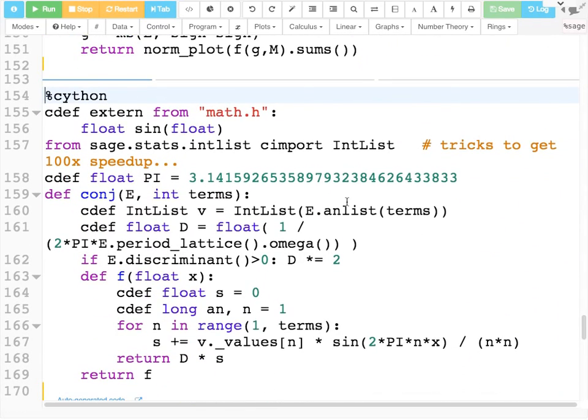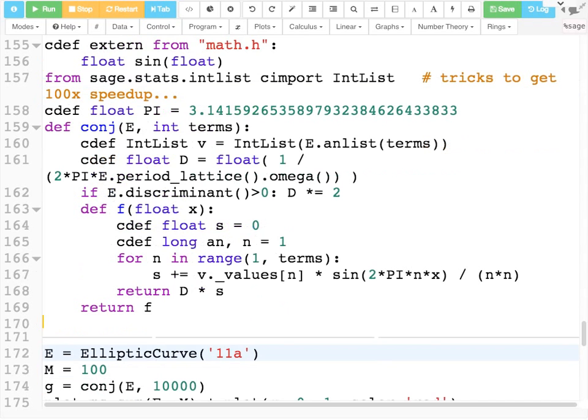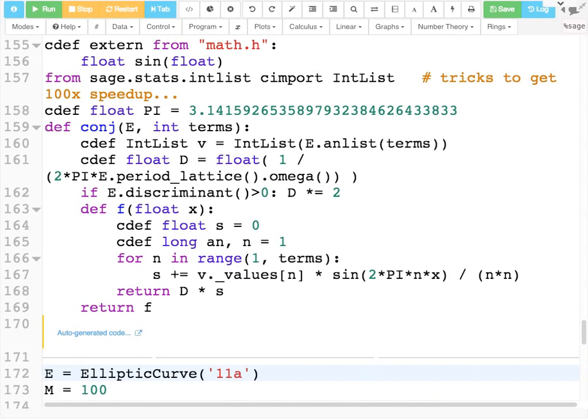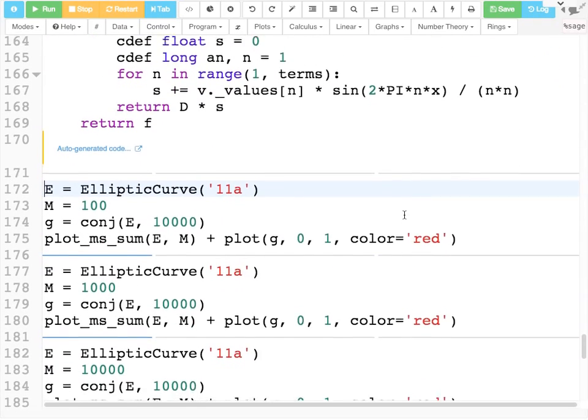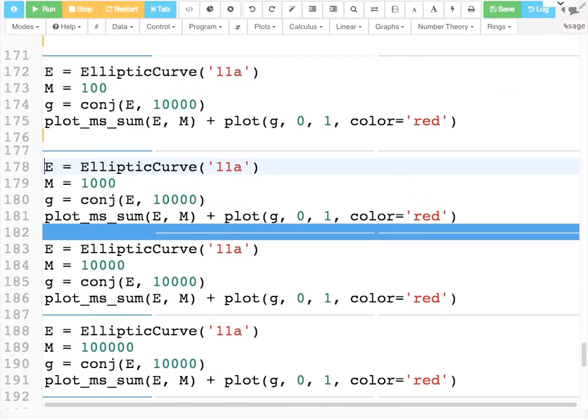This complicated looking code is very tricky Python code to give me about 100 times speed up so that I can evaluate that infinite sum. So I can evaluate this infinite sum to some precision very, very quickly. Okay, now let's just do an example.